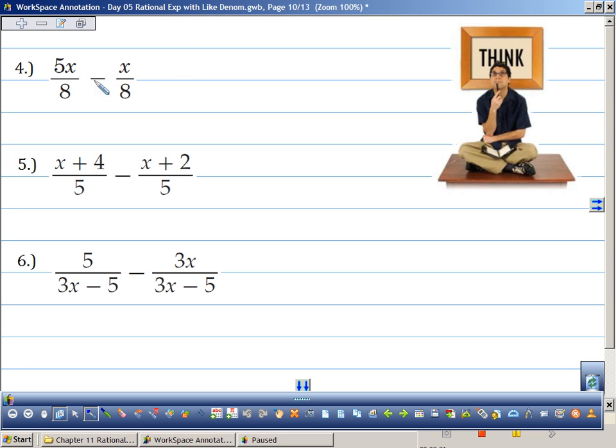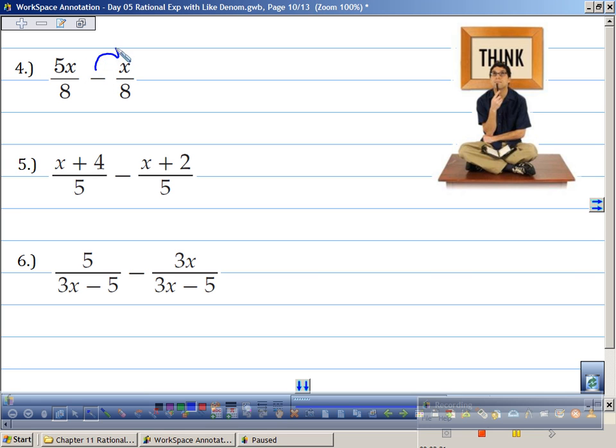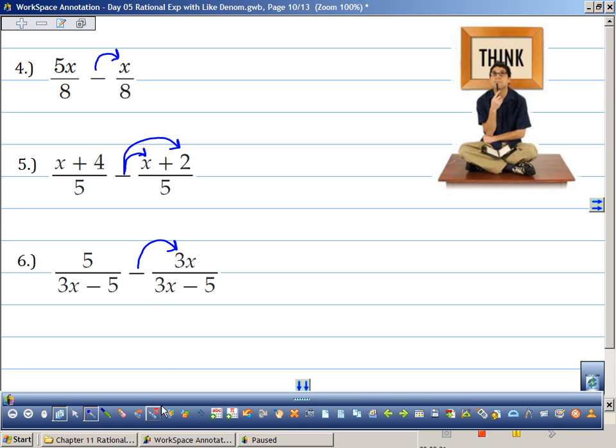This time we have a negative sign. So what was on our graphic organizer? What do we need to do with that? Distribute it. We're going to distribute that one. We're going to distribute this one. And this one. Give you a second to write those down.